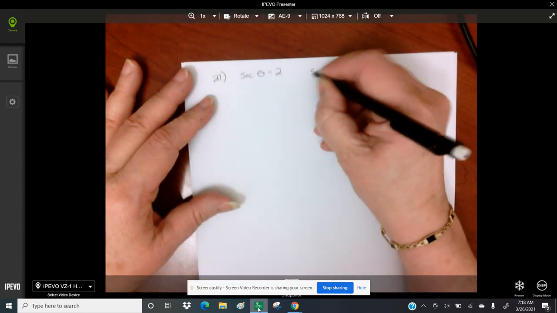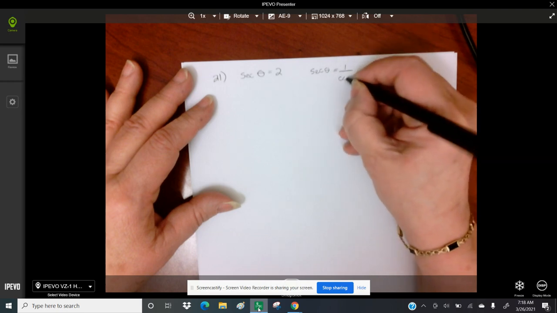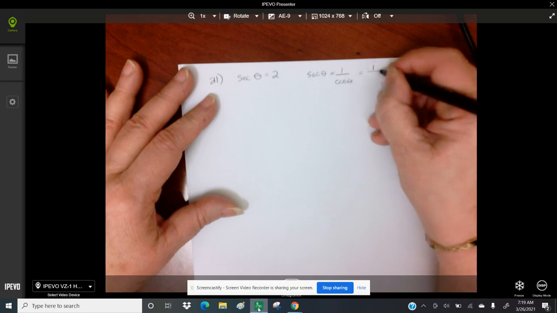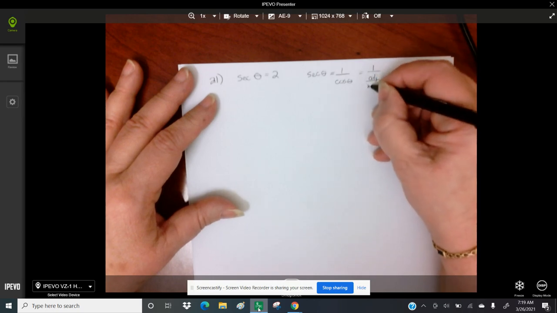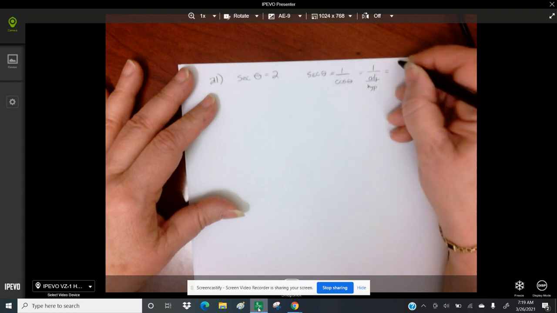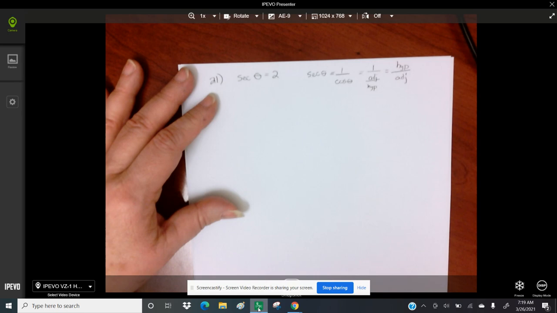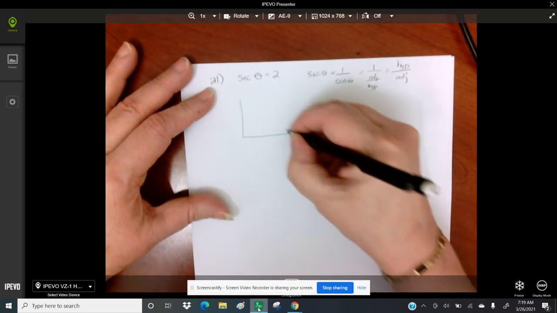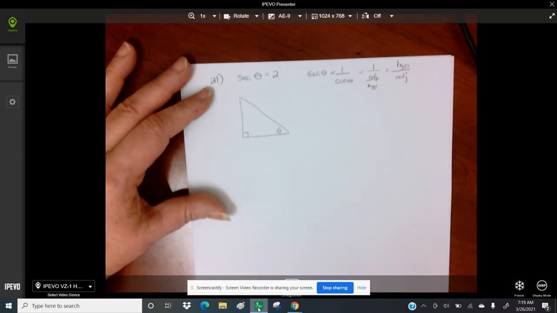We know the secant of some angle is the same thing as 1 over the cosine of that angle. And we know that the cosine is the adjacent over the hypotenuse. So we know the secant is the hypotenuse over the adjacent. So let's draw a triangle and pick some angle that's not the right angle.